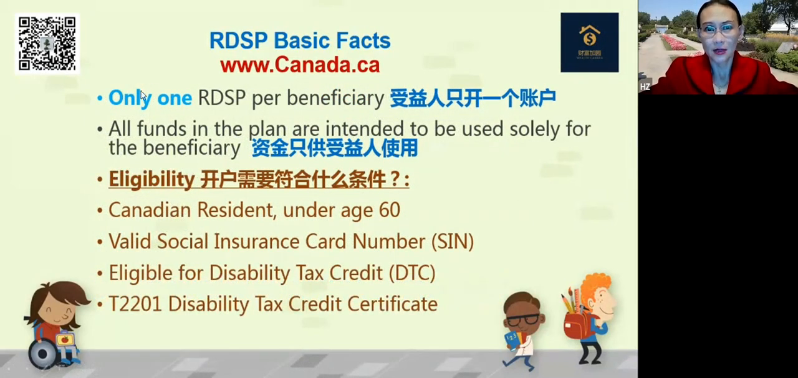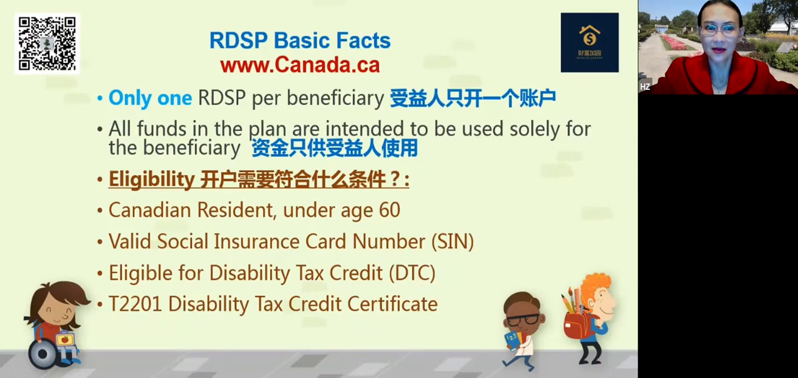Only one RDSP per beneficiary. So this is what we say, registered account, one beneficiary, one account. And all the funds in the plan are intended to be used solely for the beneficiary. We don't use it for any other purpose.